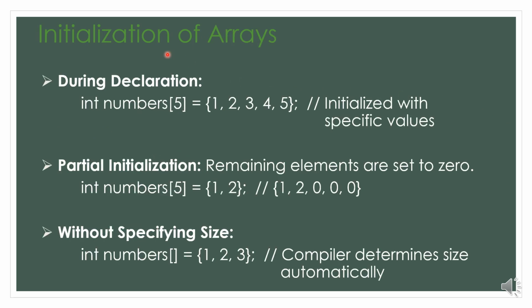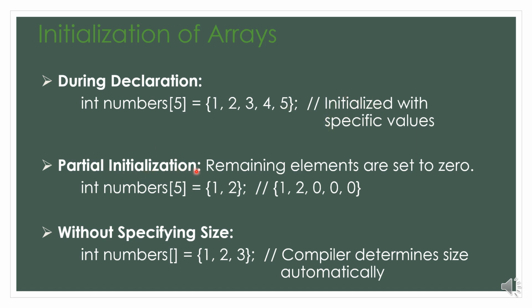How to initialize an array? There are three ways we initialize array variables. First one is during declaration, then partial initialization, and without specifying size. This is the example for initializing during declaration. Here it is the integer data type, int numbers[5]. The size of the array is 5. So we give 5 values: 1, 2, 3, 4, 5. It is initialized at the time of declaration.